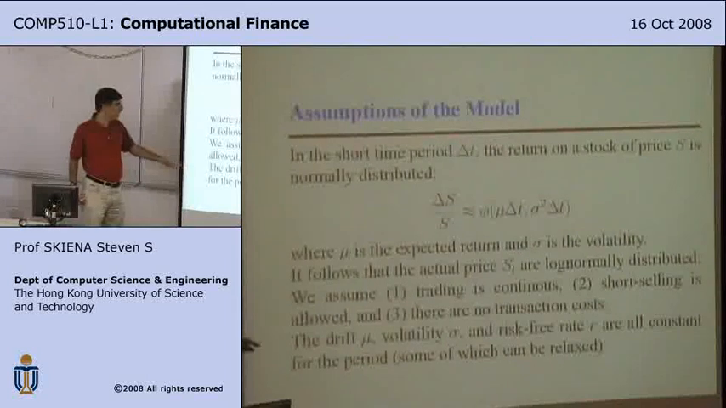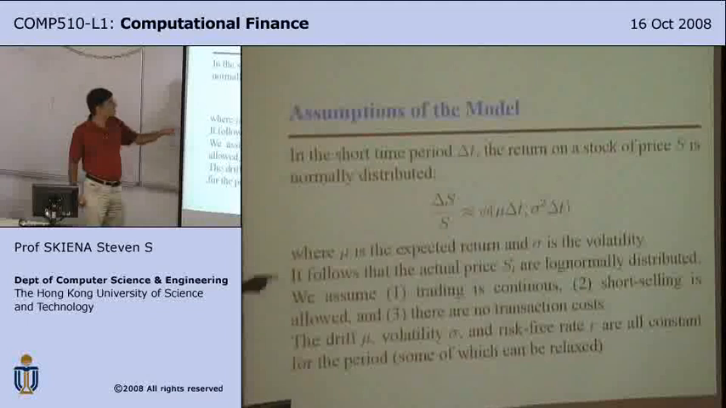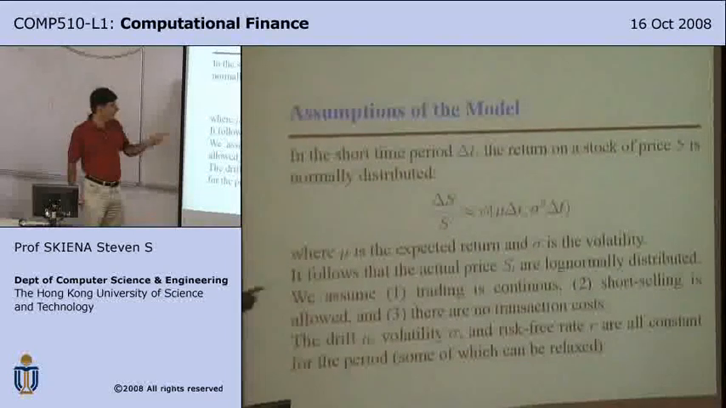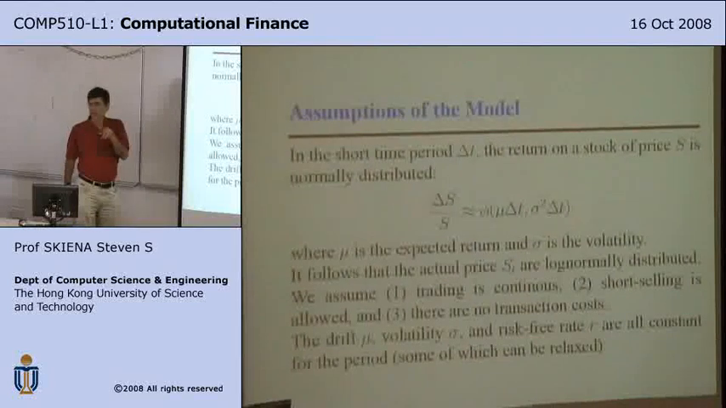And finally, there are these parameters that we're dealing with. The drift, which is the expected rate of increase for the stock, the volatility, and the risk-free rate, they are all constant over the period. Some of these, with other variants of the theory, can be relaxed. But for now, let's assume that they're all constant. Any questions?